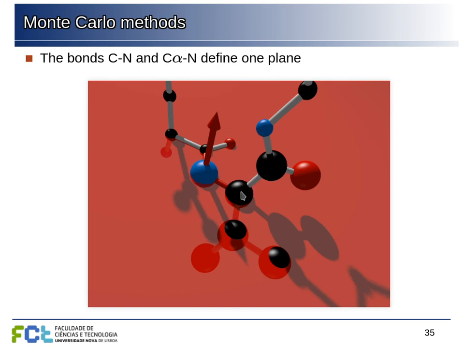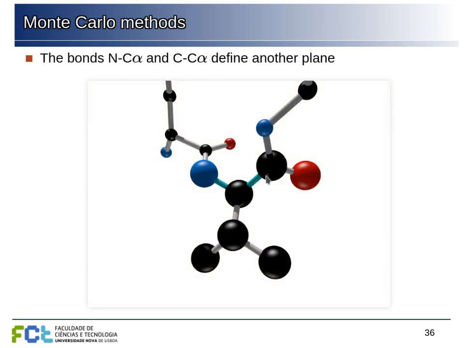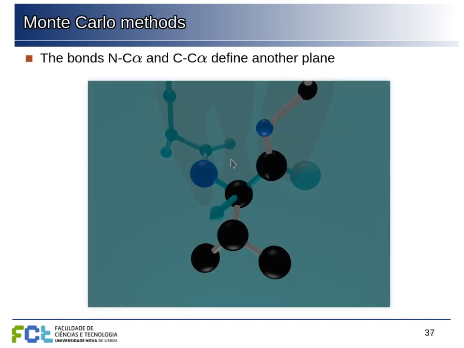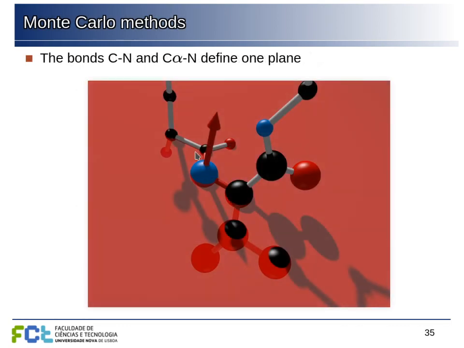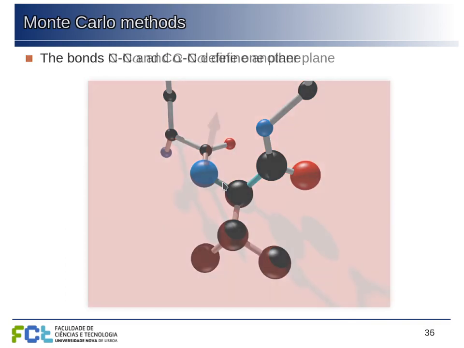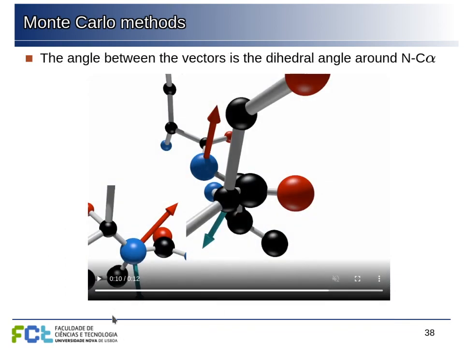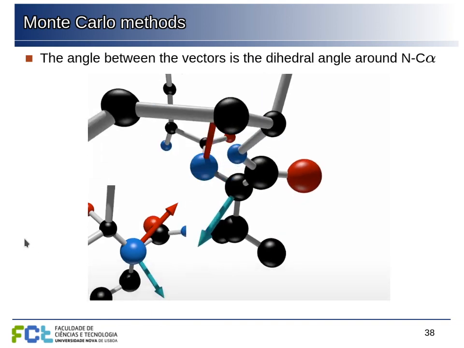So the nitrogen, the alpha carbon, and the carbon of the carboxylic group, sorry. And we have here a vector that is perpendicular to this plane. So this vector indicates the orientation of this plane here, and this vector in red indicates the orientation of this plane. As we rotate around this bond, the 2 vectors will change orientation relative to one another.